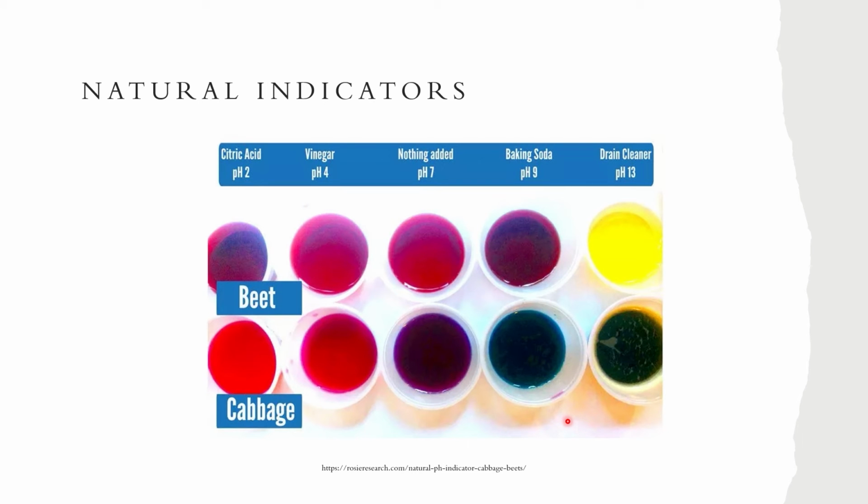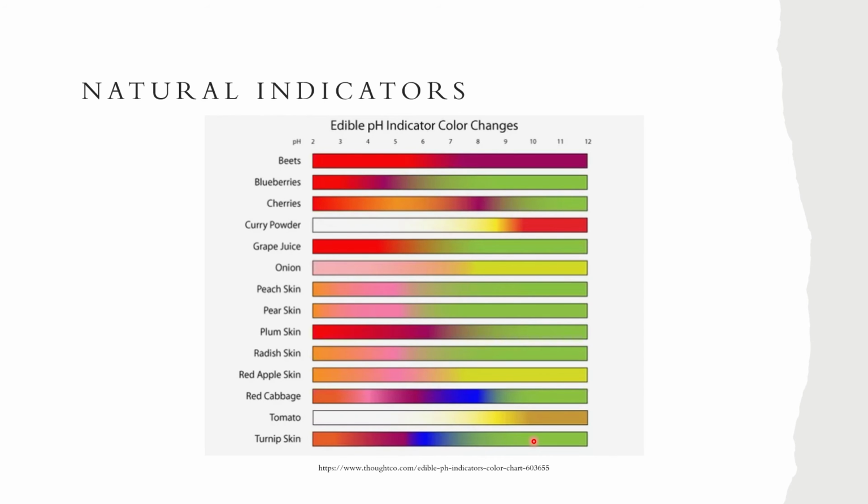We also have natural indicators. So, for example, we can extract the pigment from beetroot and it can change in color depending on the pH of the substance that it's in. Similarly, red cabbage can do the same thing. The pigment that's in the red cabbage can change color as well depending on the acidity or alkalinity of the different substances that we might put it in. Here's another chart just to show that there are lots of different color changes across a range of pHs for a bunch of different natural fruit and veggie substances. We'll probably do a red cabbage test in class.